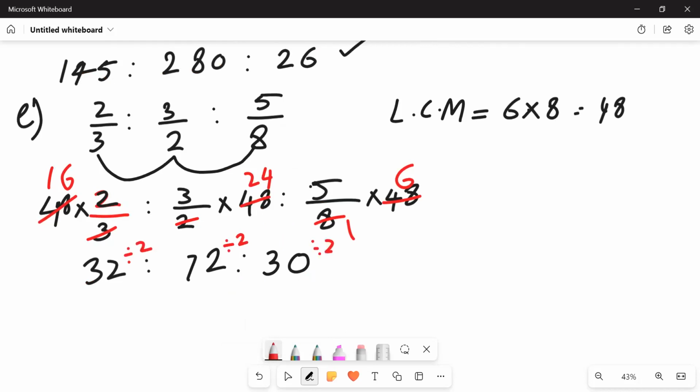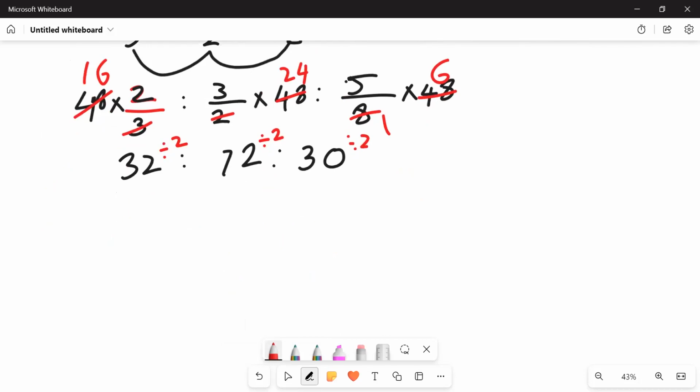So it will be 2 ones are 2, and 2 sixes are 12. 2 threes are 6, and 2 sixes are 12, the square. Now, further we cannot divide with the same number. So this will be the simplest answer. Yes, so this is the simplest form of this question.